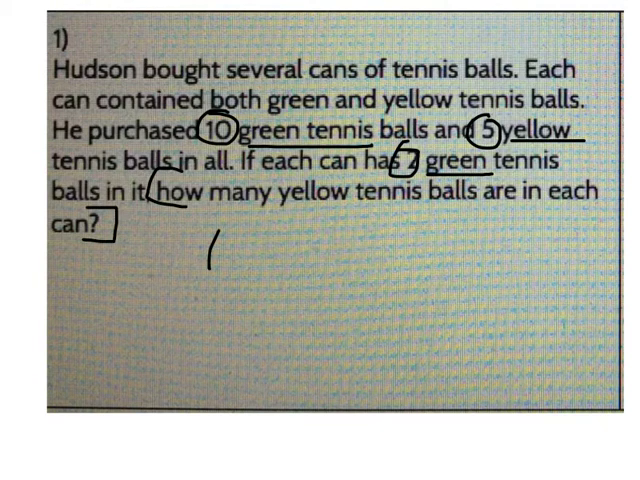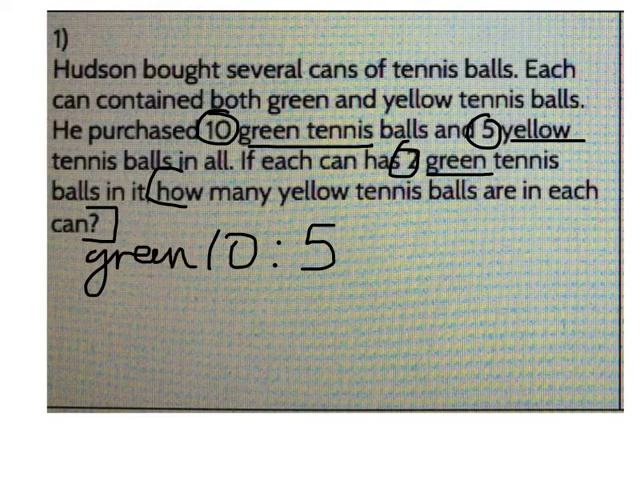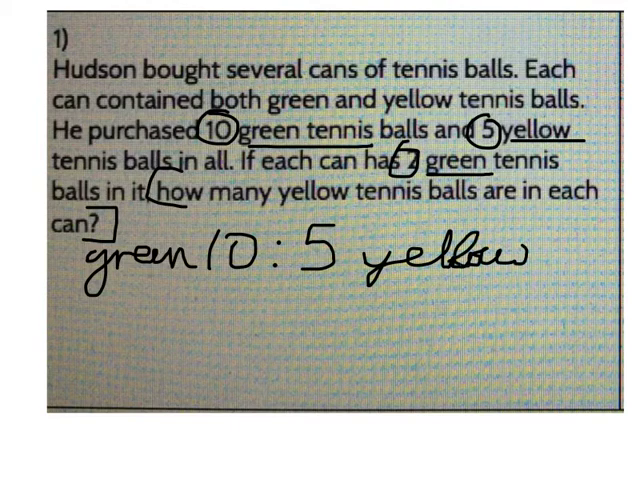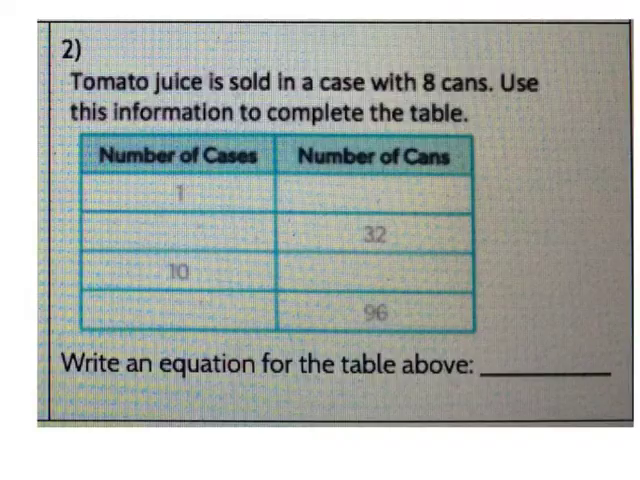So what I notice is that I have 10 to 5 as my ratio. I know that I need my labels. So it's 10 green and 5 yellow. I need to figure out if there's 2 green, how many yellow will there be? You were correct if you said 1 yellow. Really good job. Let's move on.